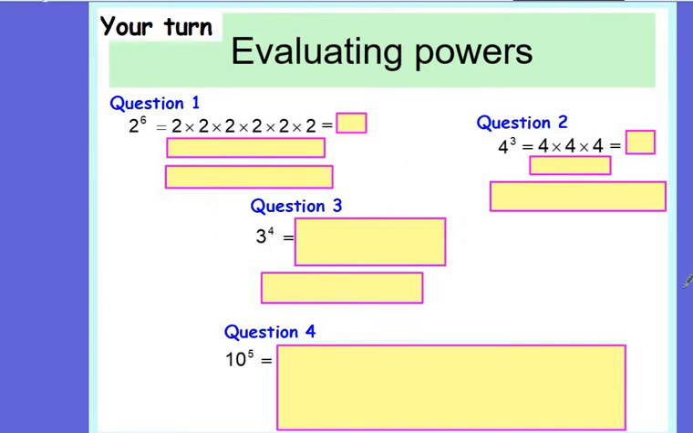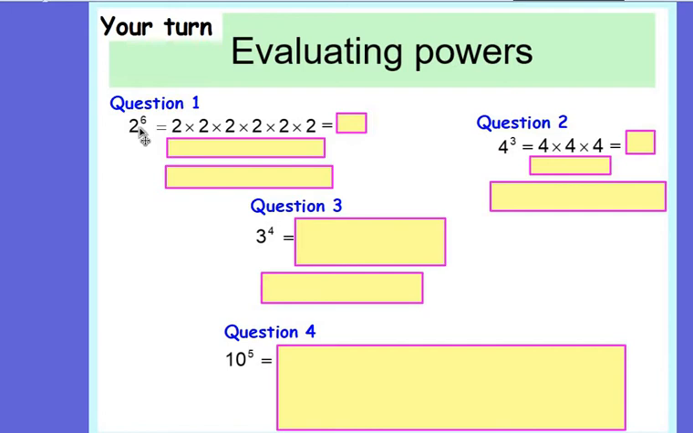Okay, Year 9, some slightly trickier examples. Pause the video for a couple of minutes and work these out for me now, please, evaluating them. So write them out as your 2 times 2 times 2 times 2 times 2 and work out what that number might be. Pause the video and have a go at those now, please.